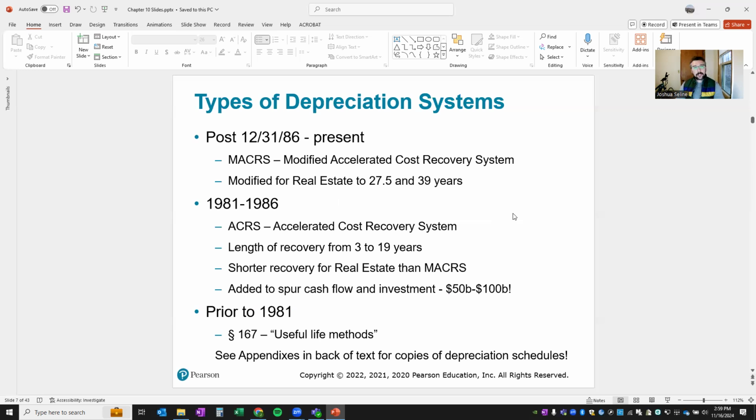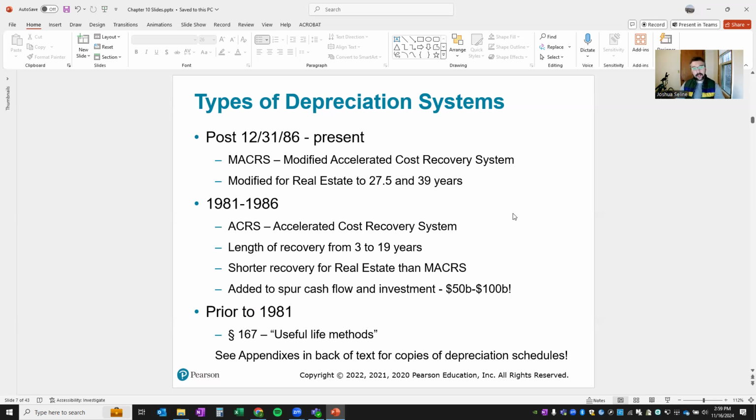Types of depreciation systems: here we've got post 12/31/86, pretty much the only one you're going to see, right? You could work on a client that has been around since the 1930s. Pretty much every asset they've had since 86 is by this point going to be fully depreciated. So that's MACRS, the modified accelerated cost recovery system, modified for real estate to 27.5 years and 39 years.